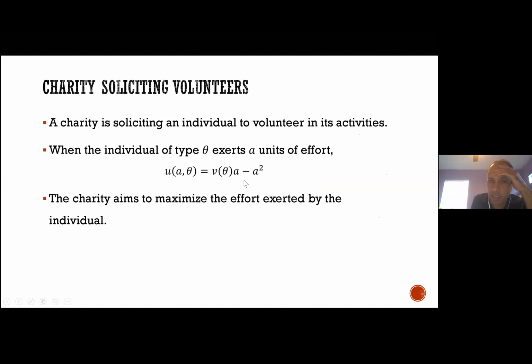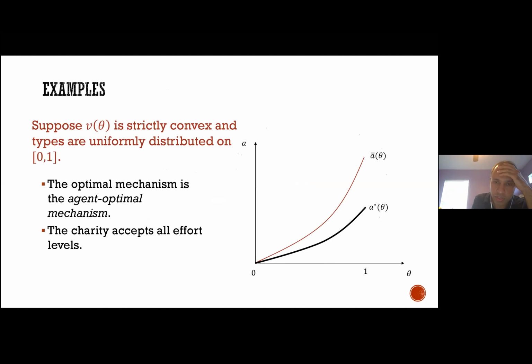Remember, we have single peak preferences for the individual or the volunteer, and in that case, you can show four results like this. Suppose the marginal benefit of effort is strictly convex, and types are uniformly distributed on 0 to 1. Then the optimal mechanism for the charity is the agent optimal mechanism, where the charity lets the agent choose whatever amount of effort he wants to exert. So do not impose any restriction on the agent.